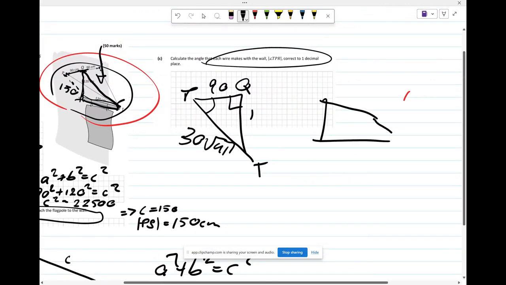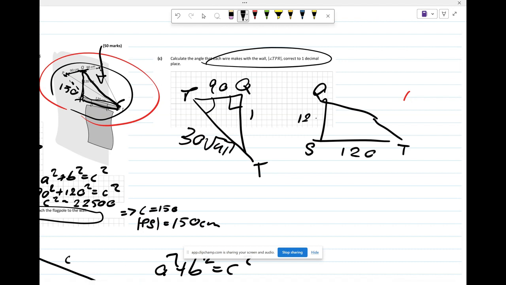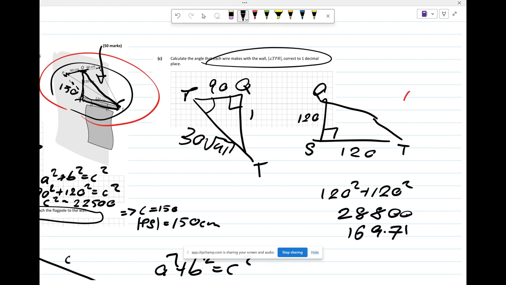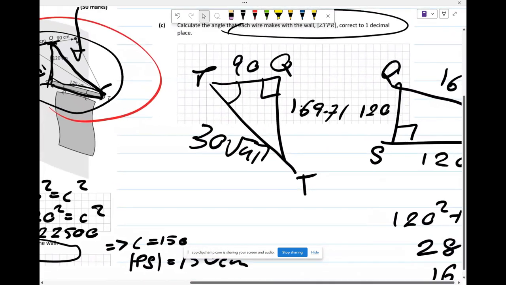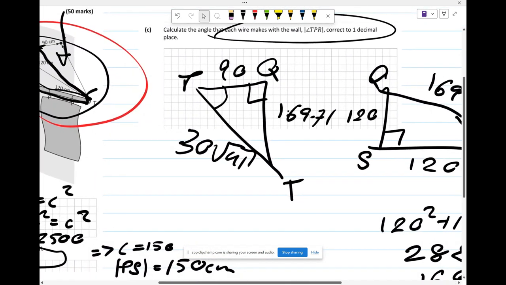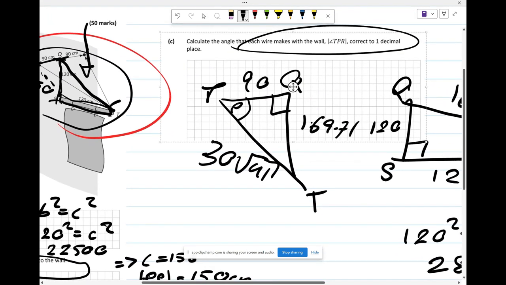So think about the side triangle that we just did, SQT. That's 120, 120, a right angle triangle. So 120 squared plus 120 squared is going to be 28800. Square root that, and it's going to be 169.71. But we probably didn't even need it, because we're trying to find this angle, let's call it theta.